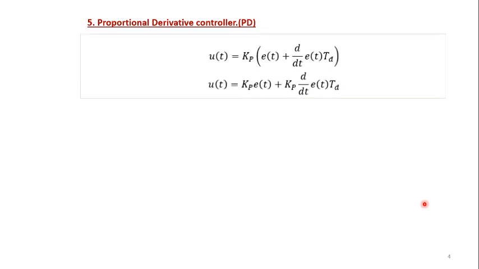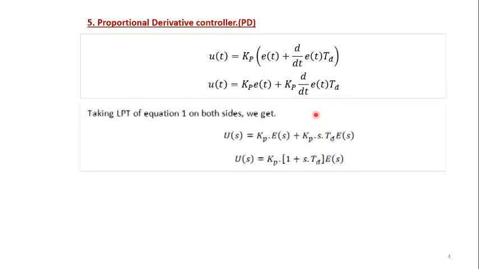Next, mathematically the PD controller is given by u of t equal to Kp bracket e of t plus d by dt of e of t into Td. Rearranging, taking Kp inside, we get u of t equal to Kp into e of t plus Kp into Td d by dt of e of t. Next, applying the Laplace transform on both sides of the above equation, we get U of s equal to Kp into E of s.